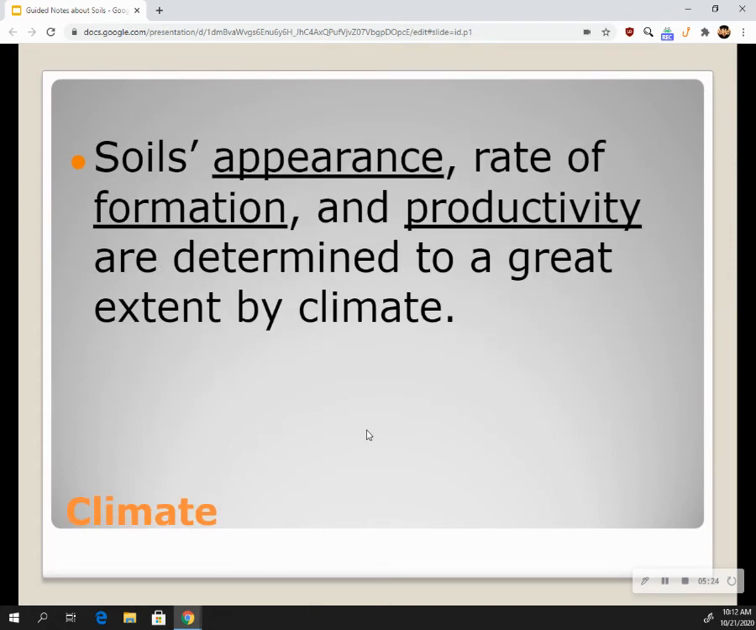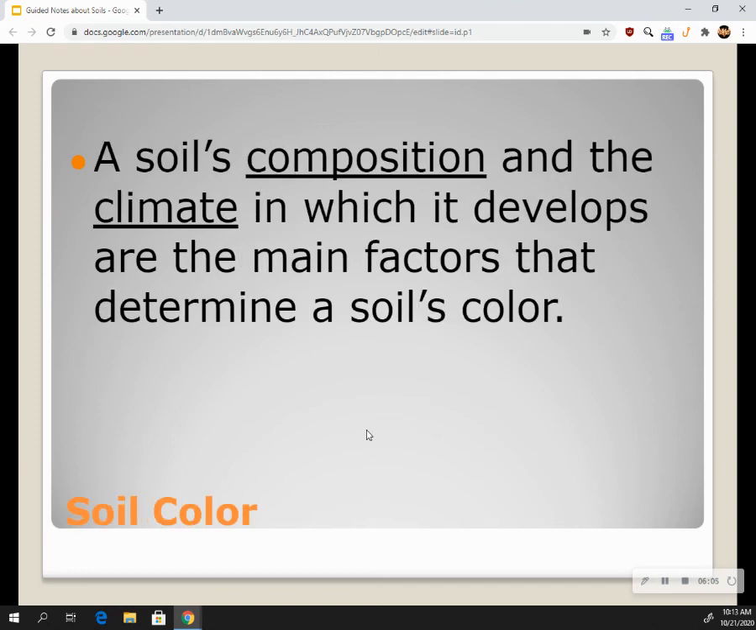Soil's appearance, rate of formation, and productivity are determined by the extent of the climate. So if you look at a rainforest, you're going to have a much darker, thicker, mud-like soil because of the amount of rain and the amount of vegetation there. If you look at the soil in a desert or in a dry grassland, it's going to be much lighter, much more coarse because of the lack of rain and the lack of vegetation. So if you don't have the biological component and you don't have rain, these will have a great effect on the soil's composition or the soil's appearance.